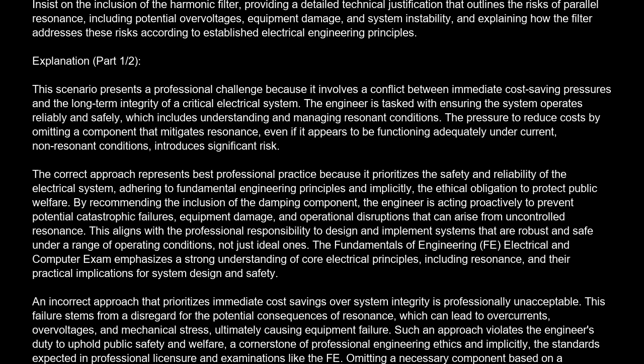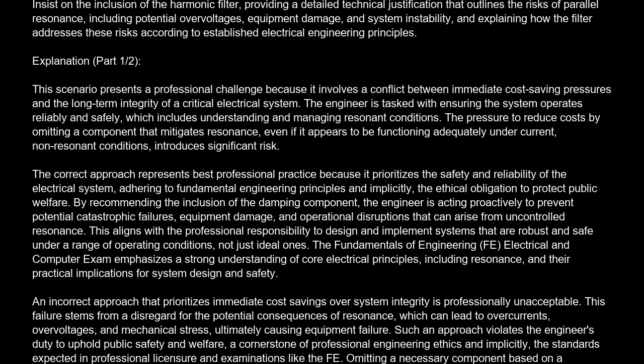The correct approach represents best professional practice because it prioritizes the safety and reliability of the electrical system, adhering to fundamental engineering principles, and implicitly, the ethical obligation to protect public welfare. By recommending the inclusion of the damping component, the engineer is acting proactively to prevent potential catastrophic failures, equipment damage, and operational disruptions that can arise from uncontrolled resonance. This aligns with the professional responsibility to design and implement systems that are robust and safe under a range of operating conditions, not just ideal ones.